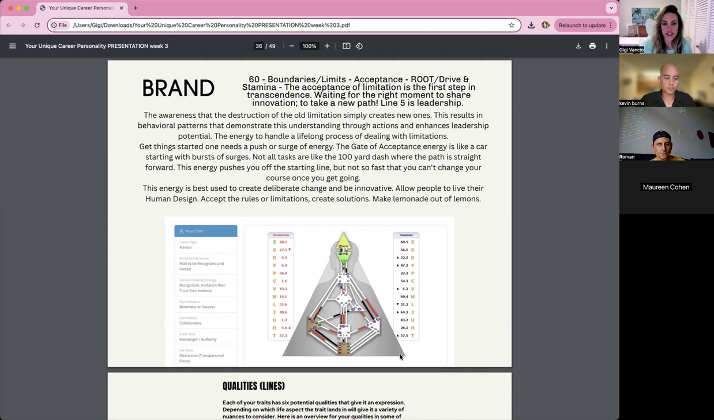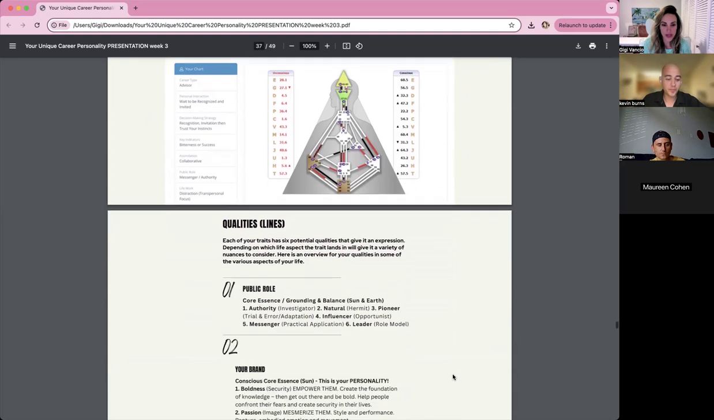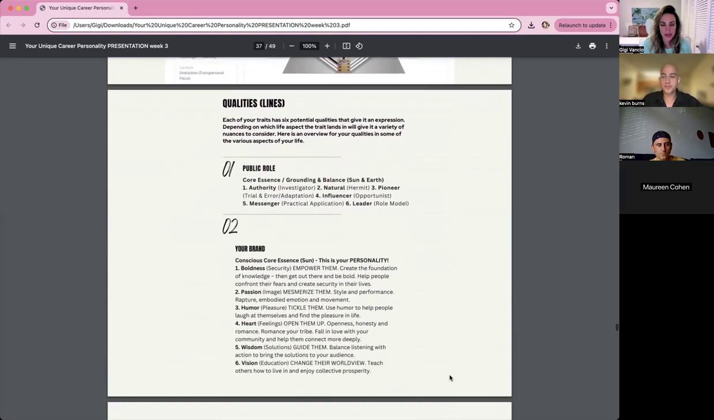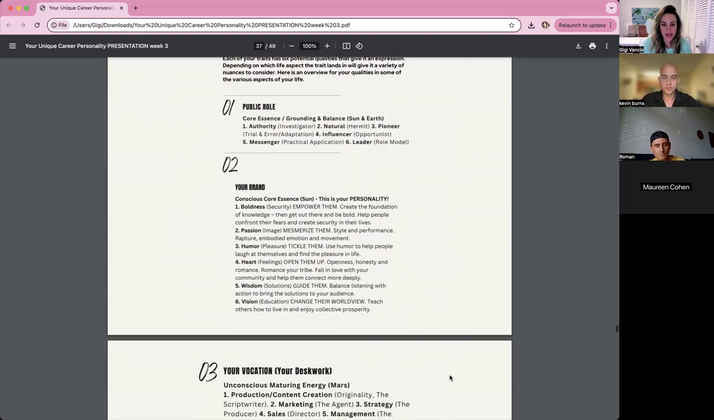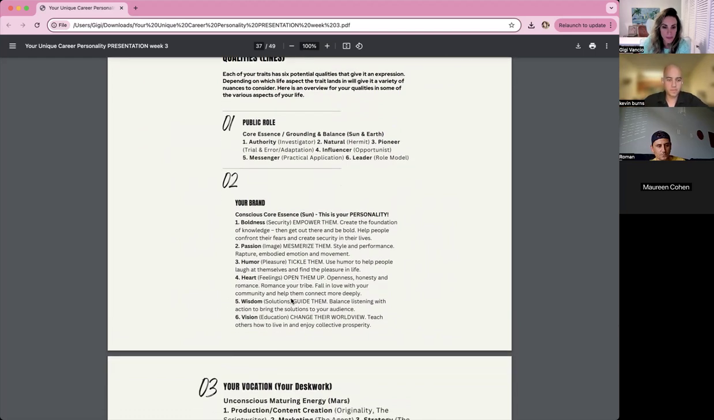So would you guys like to share what yours are? And then we can look at that. In this slide, it shows you an overview of your brand based on the lines. So for mine, I'm a 5. So my brand is about bringing wisdom and solutions and guiding you, bringing guidance, and balancing listening with action to bring solutions to your audience. So that's literally what we're doing here.